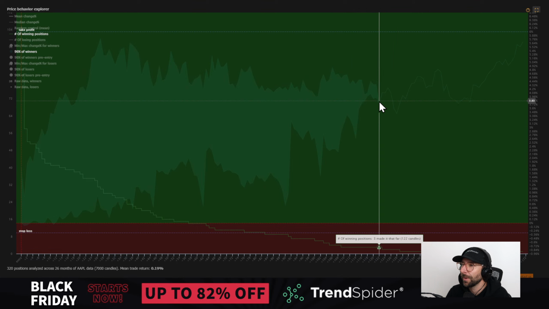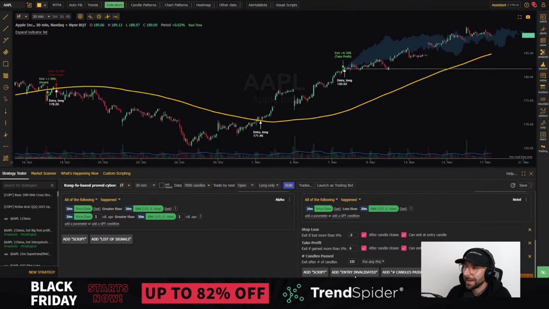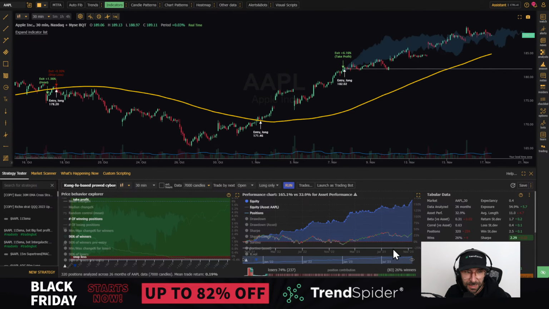You could argue that since only 3 trades made it past this 122 candle level or point in time, you could maybe add a number of candles and say, I want to get out of any trades over 133 candles, or 120 candles, or whatever that value was. Does that kind of help you out a little bit, Cracked?